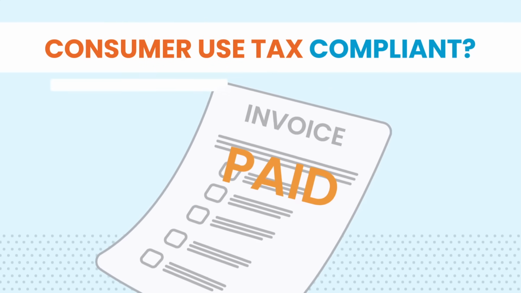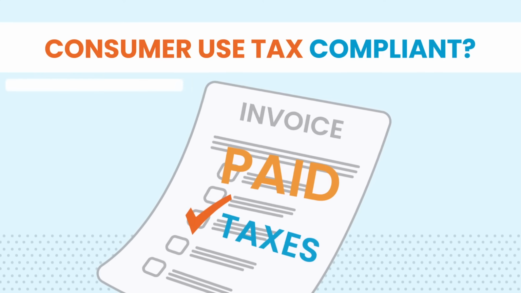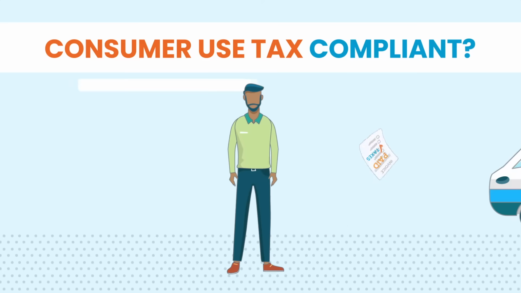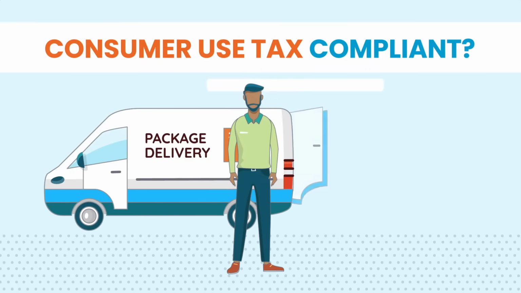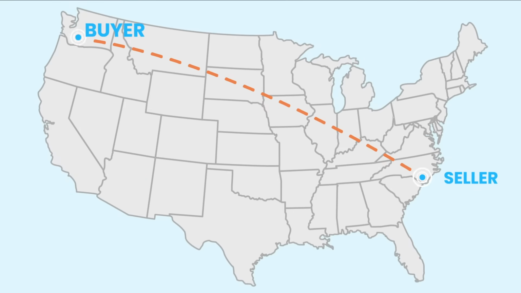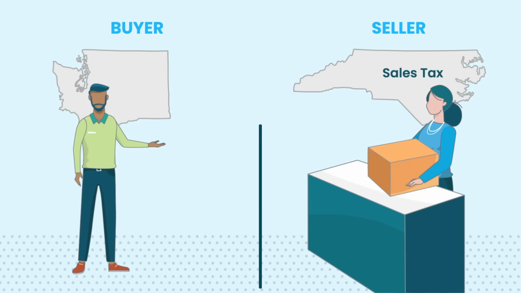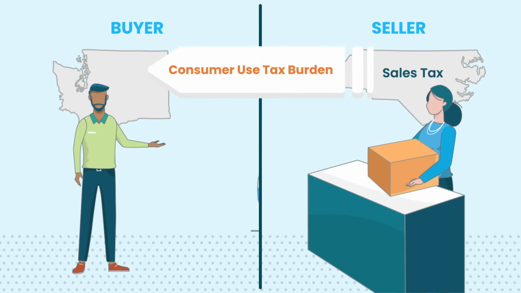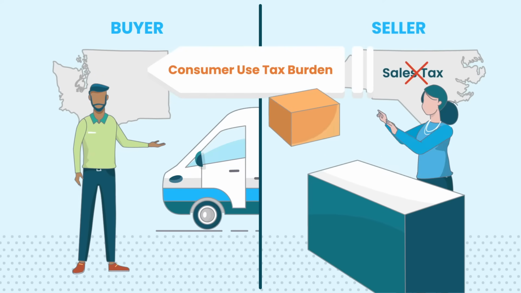A lot of businesses assume that if they pay their vendor invoices, including the sales tax, they have no further liability. This is simply untrue. Let me explain how consumer use tax works. Consumer use tax is imposed by states on a buyer when an out-of-state vendor doesn't collect sales tax, thereby transferring the consumer use tax burden to the buyer.